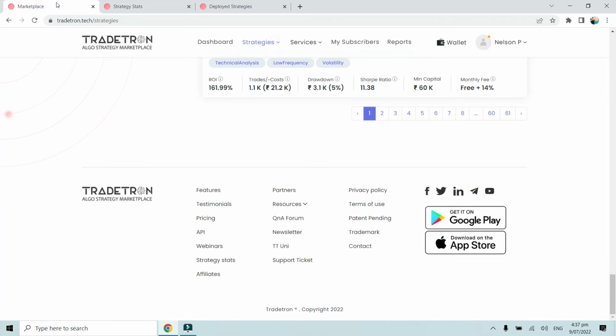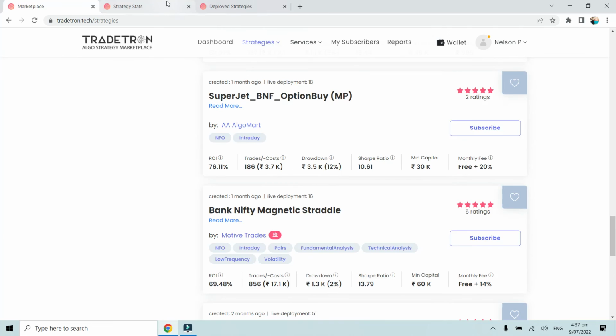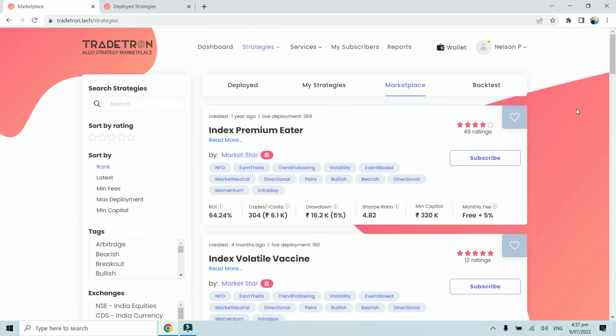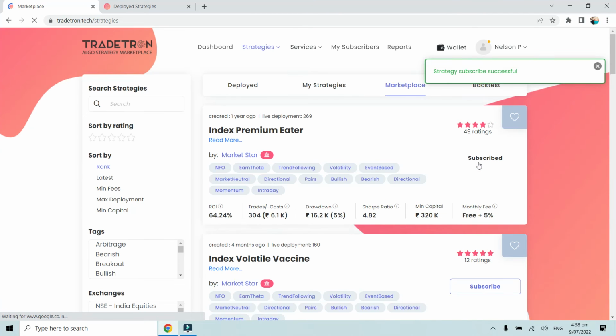All right. So after the strategy stats section, let me show you how to subscribe to a particular strategy and deploy it in your own account. So for example, say this is the strategy, right? Since this is free, it will allow me to subscribe. We checked earlier that if it was a paid strategy with a fixed fee, then I wouldn't be able to subscribe to this strategy without paying the fixed fee. Since this was a free strategy, I was able to subscribe, and now this strategy subscription is successful.